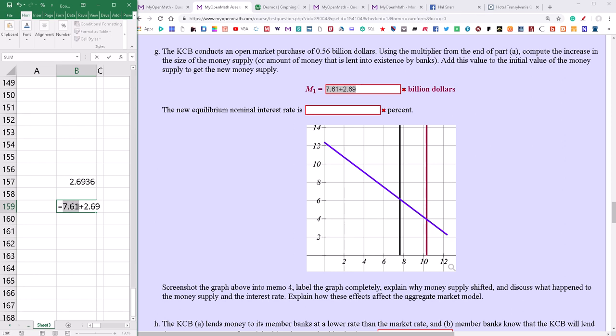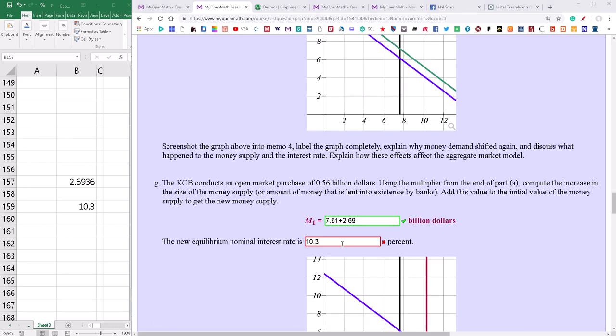So I got the original money supply plus the increase in the money supply, which is the money multiplier multiplied by the size of the increase in reserves, which is the open market purchase. So it looks like the new money supply is 10.3, and that makes sense, right? 10.3. Let's see if we got this right. I put it in the wrong spot. Notice that in my open math this sum is correct, because that sum equals 10.3.